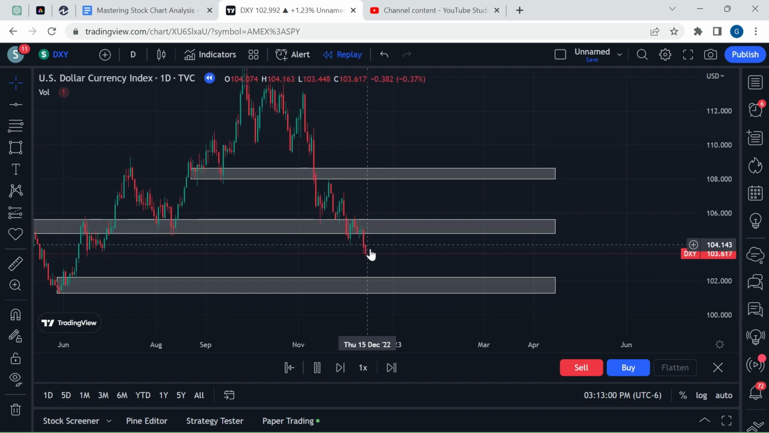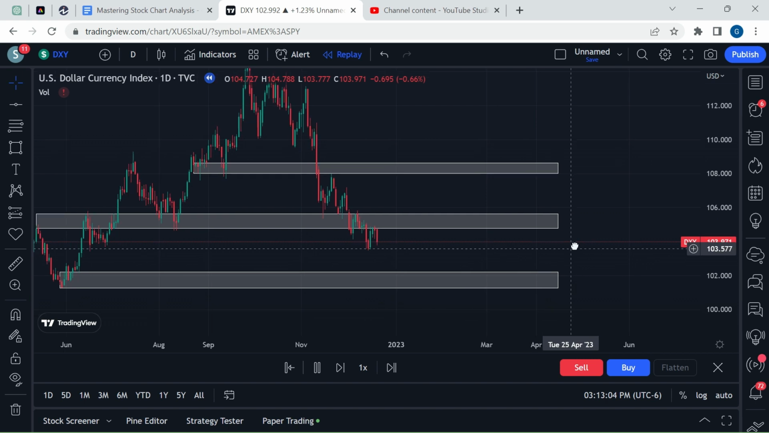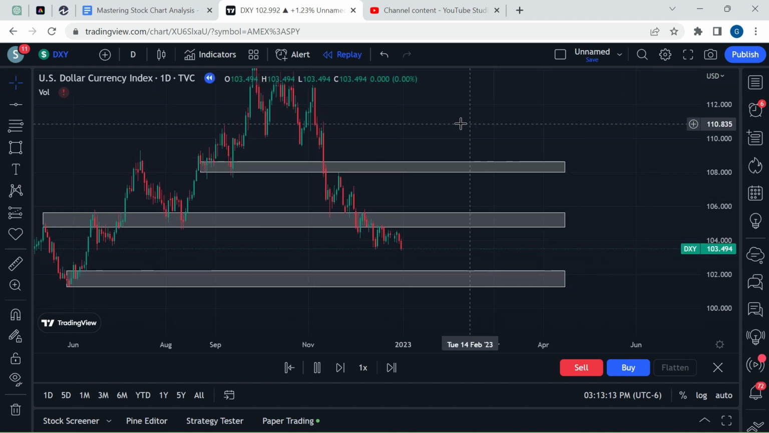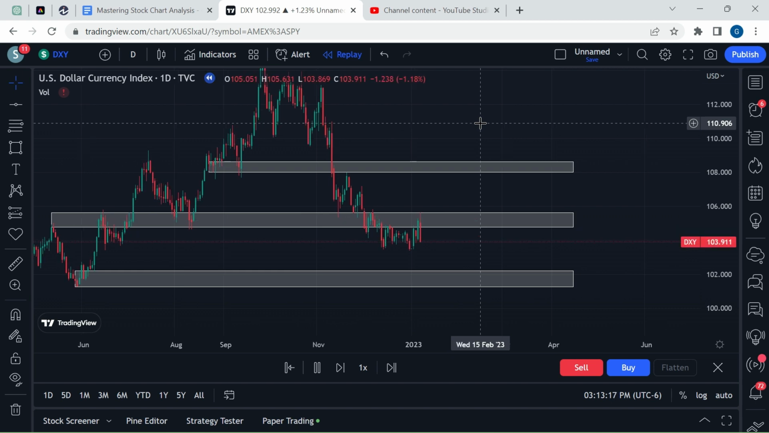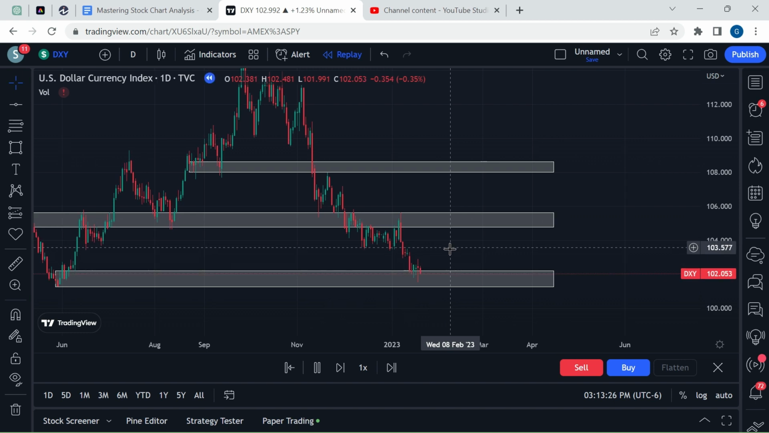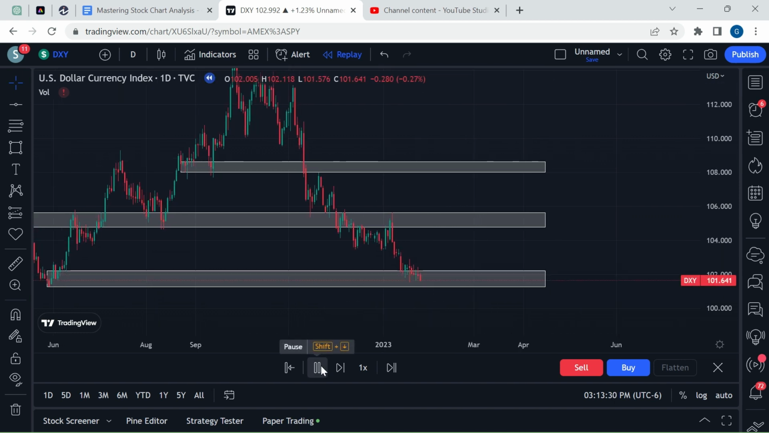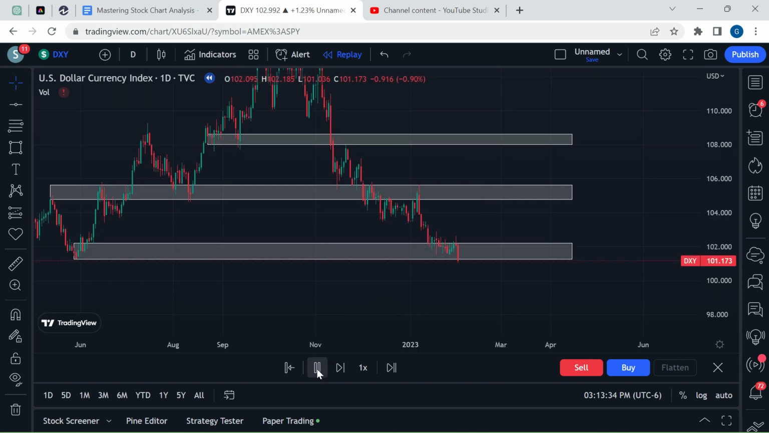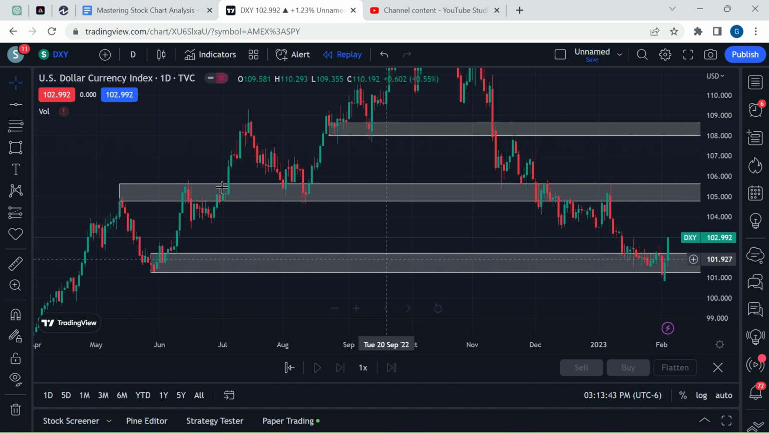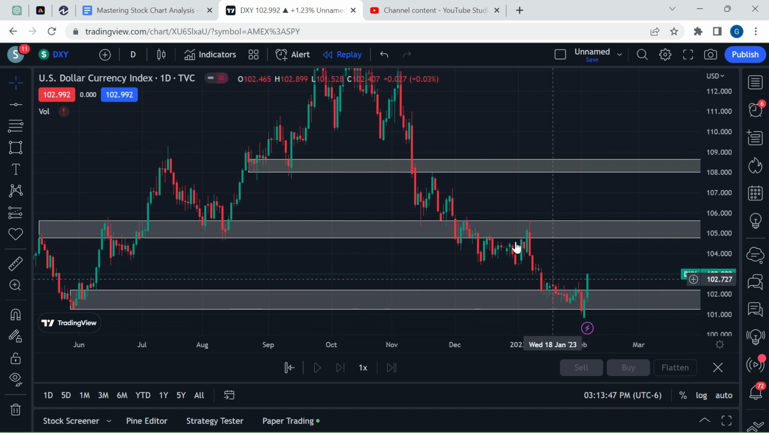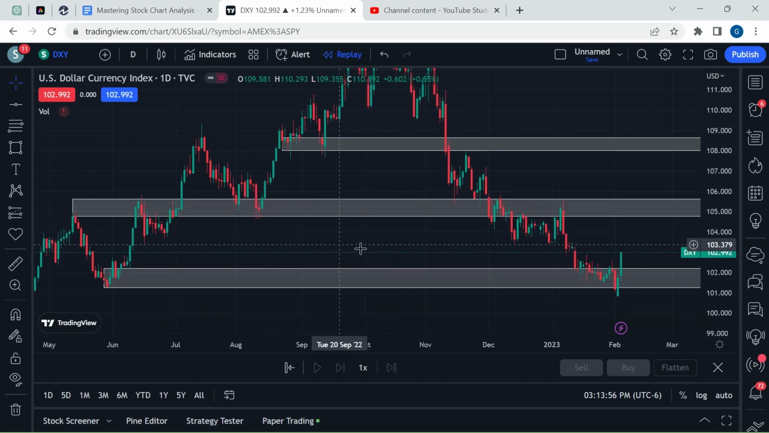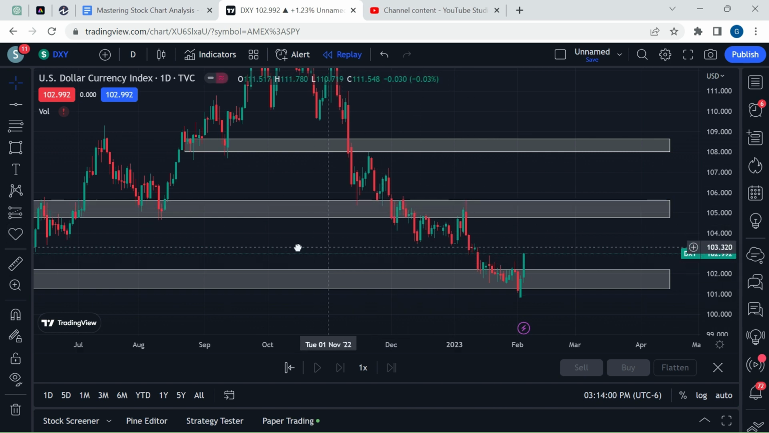You can see here it kind of supported, resisted, playing around that level or that zone. Coming into this zone. So, just from drawing these zones out, without knowing what the chart looked like before when we replayed it, as we can see, we just drew out these zones because we noticed price liked to react at these levels. And there would have been some trade opportunities.